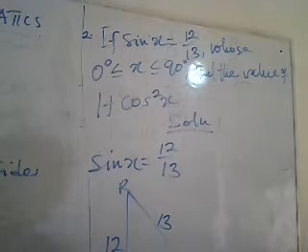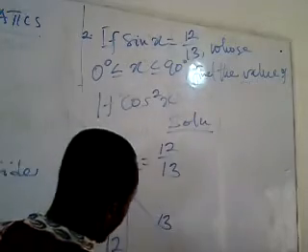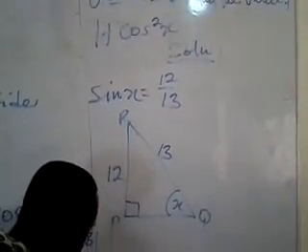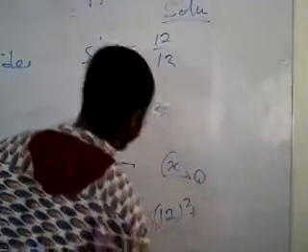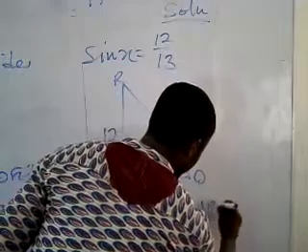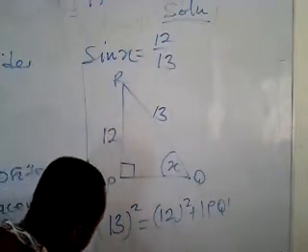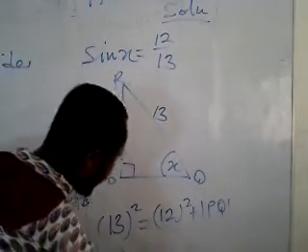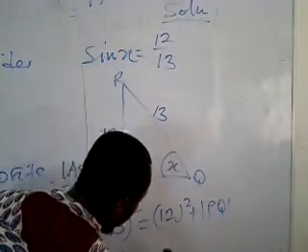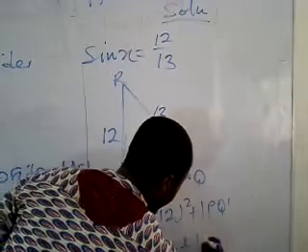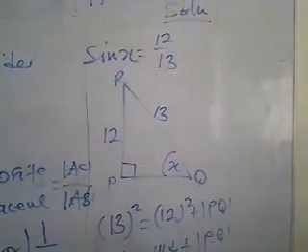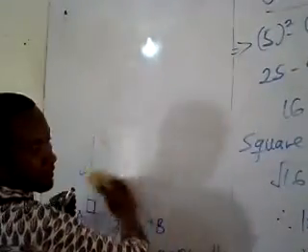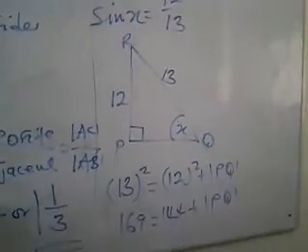Now in this case, we apply the Pythagoras theorem. The longest side is the hypotenuse, so we have 13 square equal to 12 square plus line PQ, which we are finding. 13 square will give us 169 by punching the calculator, which is equal to 12 square, which will also give us 144, plus line PQ square. Now we are having 169 equal to 144 plus line PQ square.